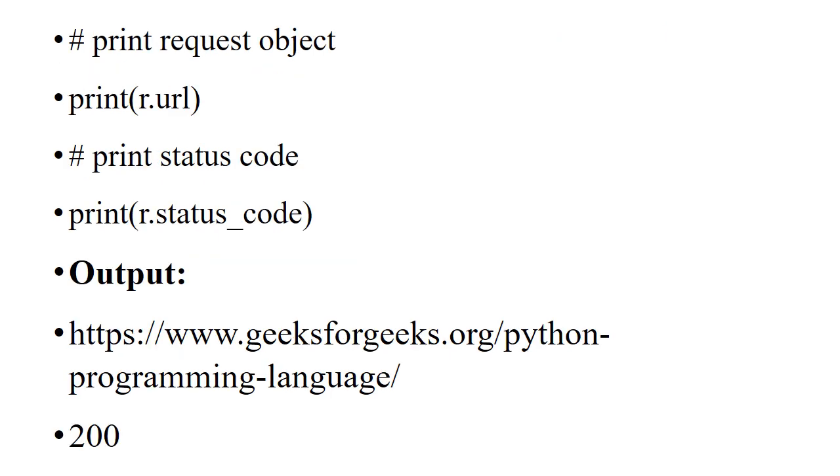After that, we print the status code using r.status_code. If you want to print the URL of the website, that is r.url, then we also print the status code. So the output is GeeksforGeeks, that is the URL. Then the status code is 200. It means success. A 200 status code means success.